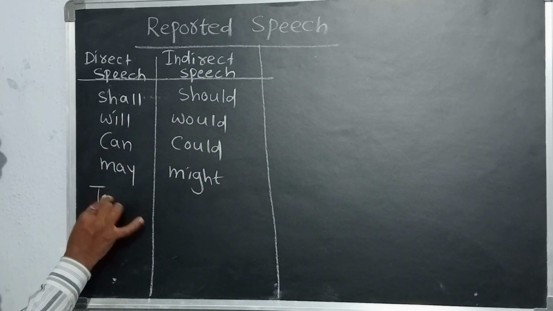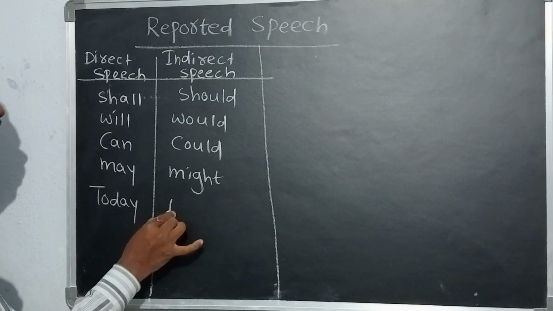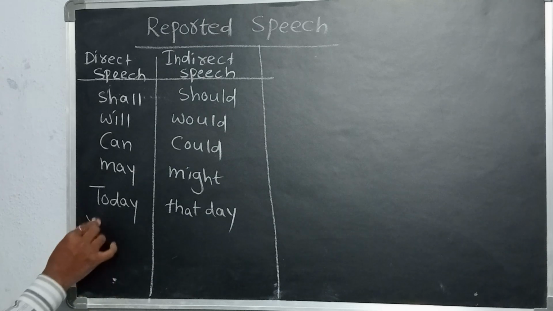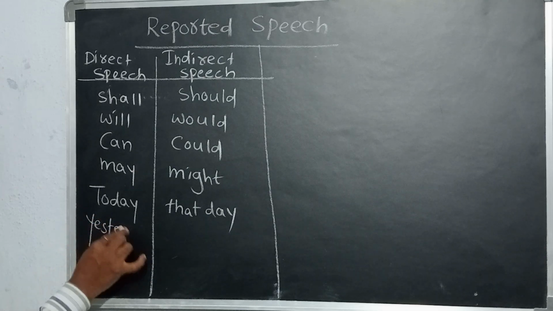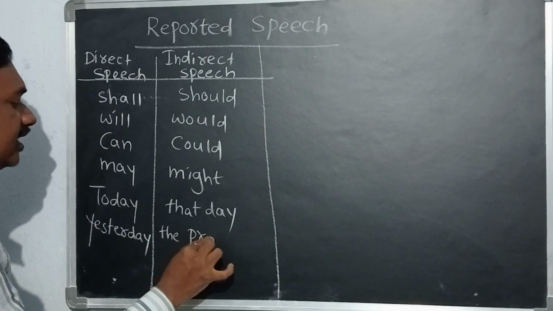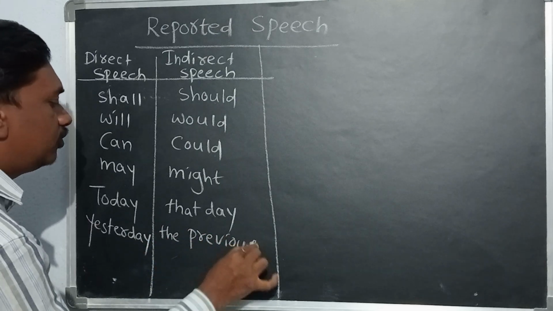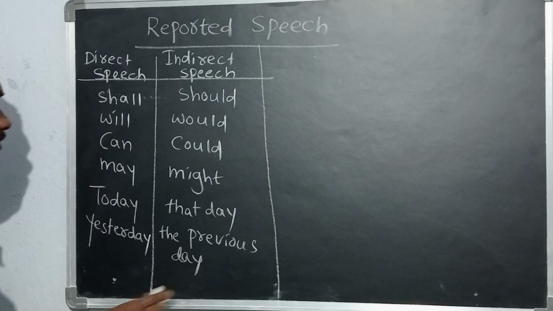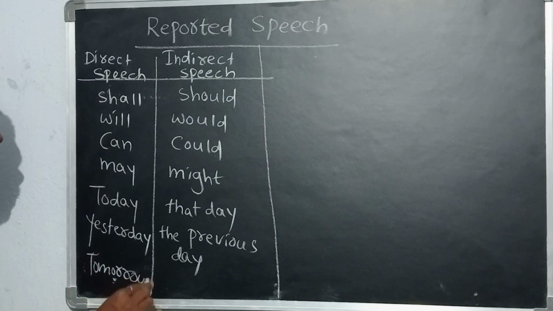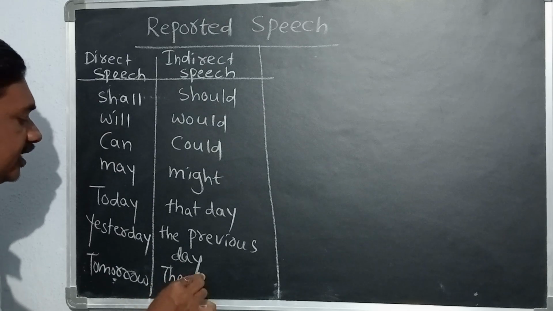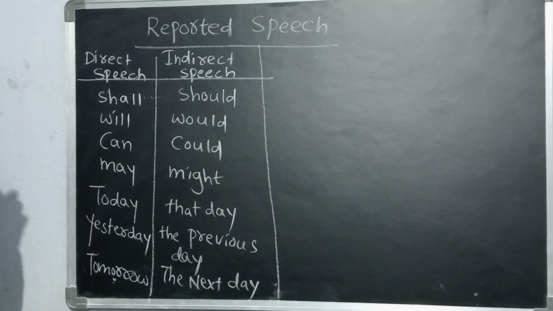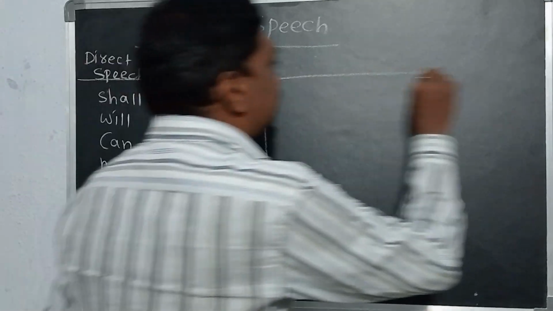And today changes to that day. Next, yesterday changes to the previous day or the day before. Next, tomorrow changes to the next day.